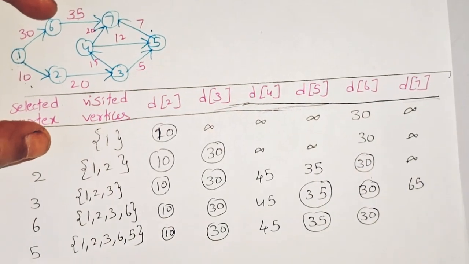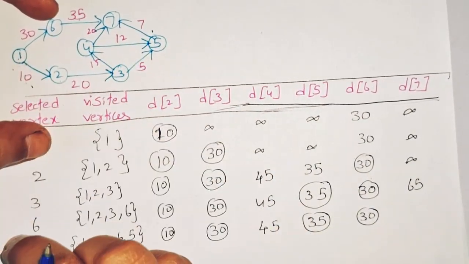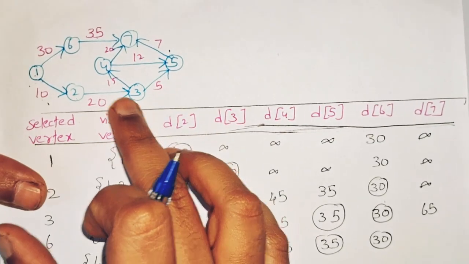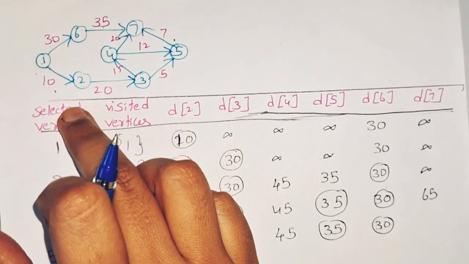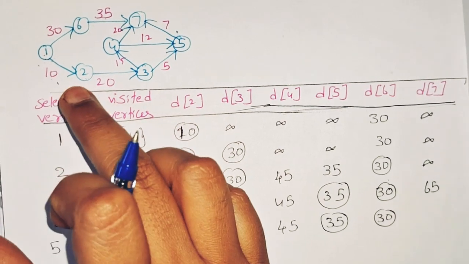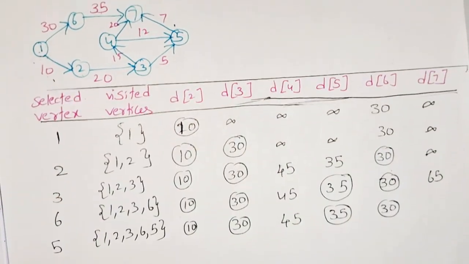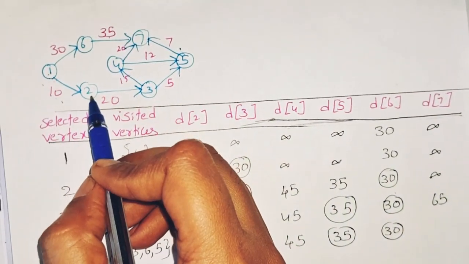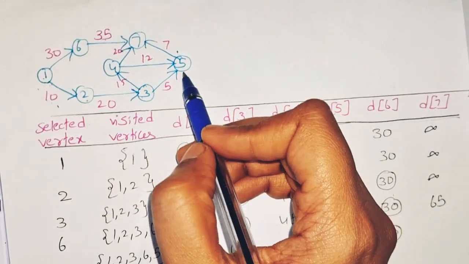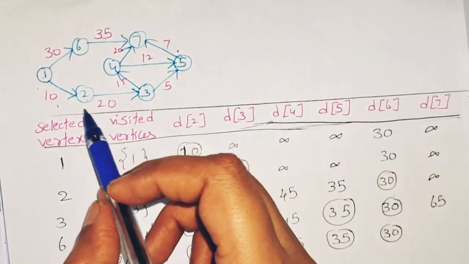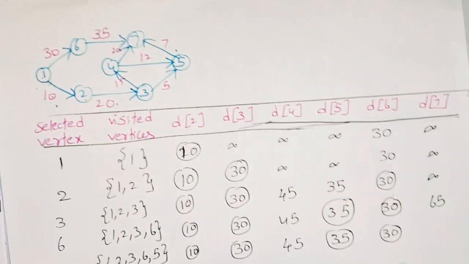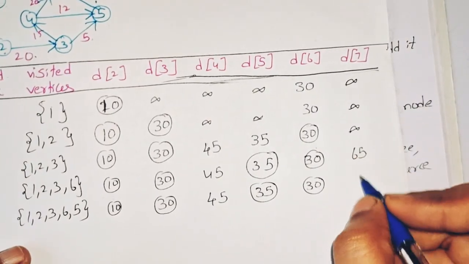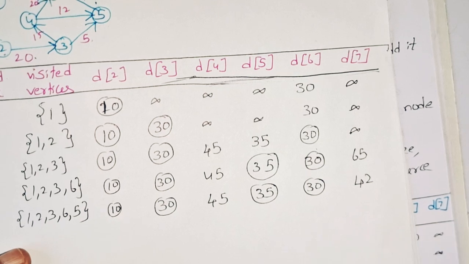So how do we reach, travel from 1 to 7? We need to traverse through the nodes: 1 to 2, 2 to 3, 3 to 5 and 5 to 7. So that is 10 plus 20, 30, 35 plus 7, that is 42. So the value will get changed to 42 here.